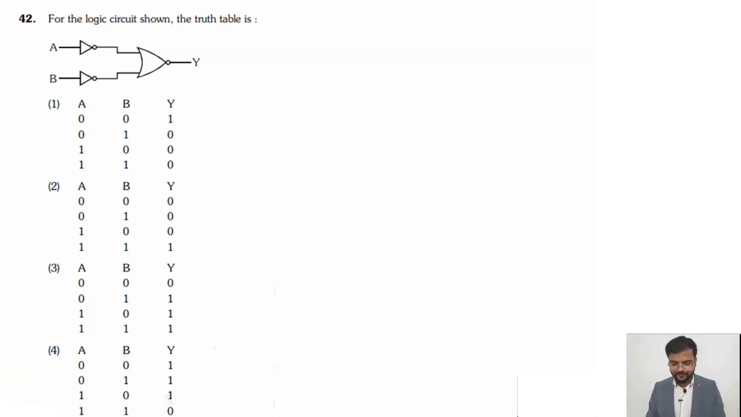So let's see. This is the NOT gate. This is also the NOT gate, correct? And this is the OR gate.